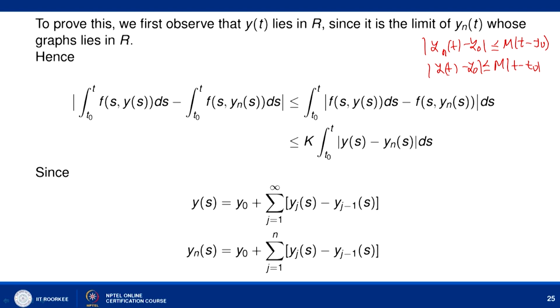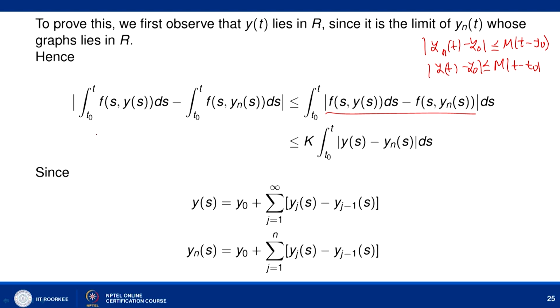So now look at this quantity, the modulus of the integral from t_0 to t of f(s, y(s)) ds minus the integral from t_0 to t of f(s, y_n(s)) ds. It is further less than the integral from t_0 to t of the modulus of this quantity, and here we can apply either the Lipschitz condition, or say boundedness of the partial derivative of f. We can say that this is less than or equal to K times the integral from t_0 to t of |y(s) minus y_n(s)| ds.